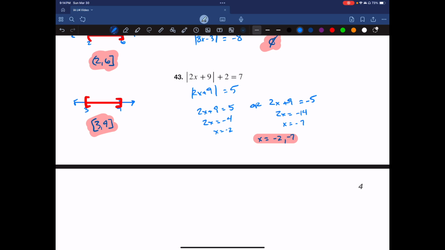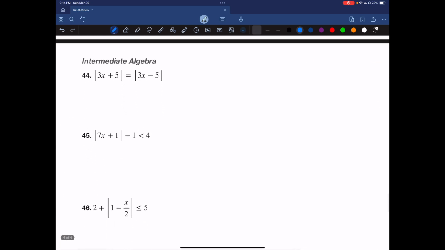All right, last page, going to 50. On 44, you have an absolute value equal to another absolute value. Well, you treat it the same way. So 3x plus 5 equals 3x minus 5. Or, and this is where a lot of students get hung up because it's equal to an absolute value, but it's the same process. The first one equals both the positive and the negative version of this. We already did the positive version, but now we're going to do the negative.